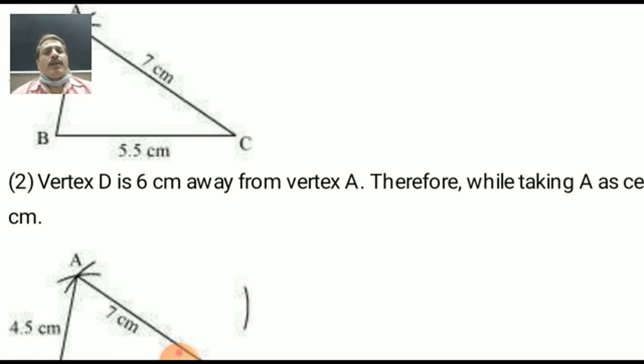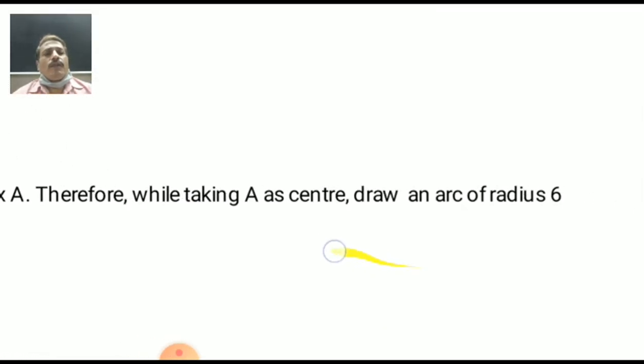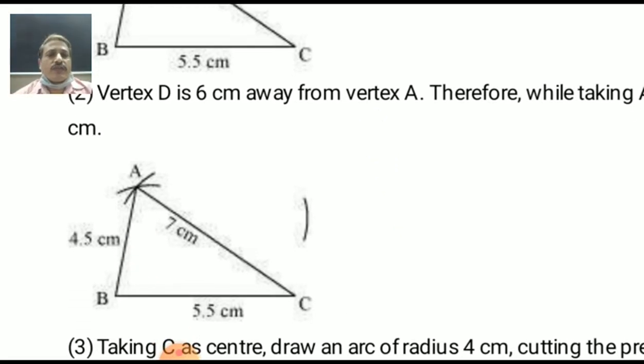cm. Here, the vertex D is 6 cm away from A. So, taking A as center, draw an arc of radius 6 cm. Yes, my dear students, you have an idea where you have to put your point on the compass. My compass point is here, and the line is here. We can put the point on A and draw a 6 cm arc from A. Here it is shown. Yes, my dear students, here is the AD. AD's points are here.